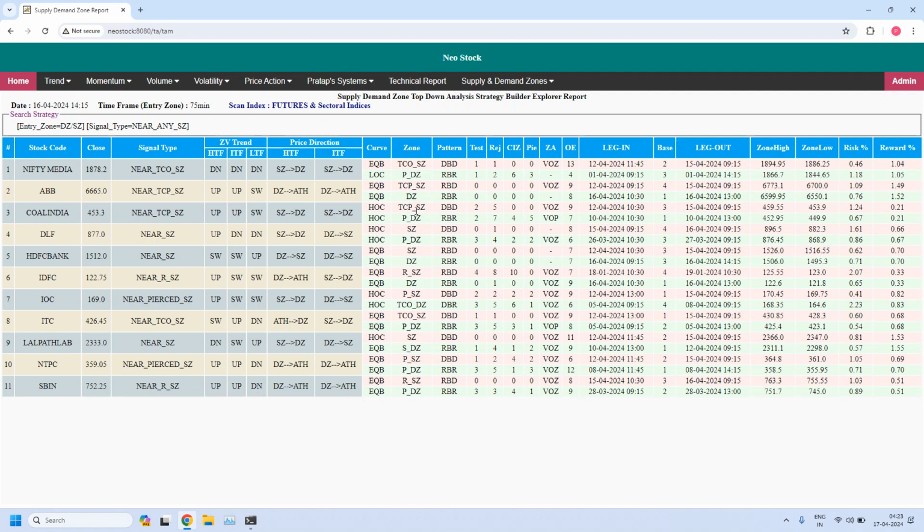Next one is Coal India, already tested 2 times and 5 rejections from this zone. So that means you need to look for a fresh fine tuned 5-minute zone inside this. Otherwise the zone will be violated. You have one more, IDFC, already tested 4 times. So you need to look for a fresh fine tuned 5-minute zone inside this. Anything else?